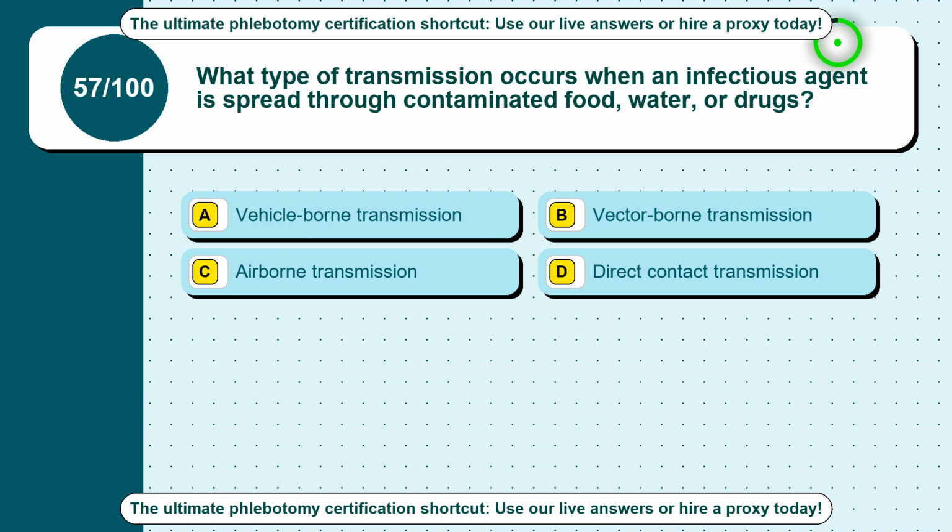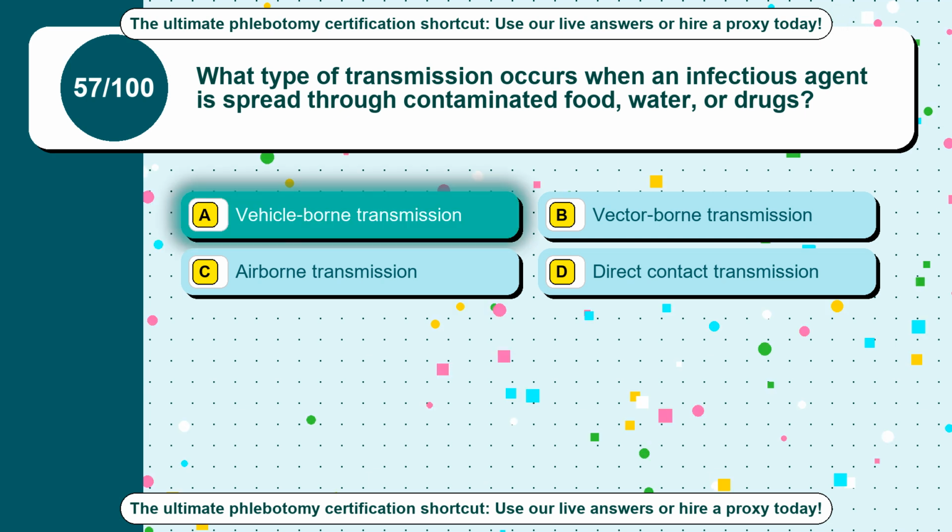Question 57. What type of transmission occurs when an infectious agent is spread through contaminated food, water, or drugs? Option A. Vehicle-borne transmission. Option B. Vector-borne transmission. Option C. Airborne transmission. Option D. Direct contact transmission. The correct answer is option A.